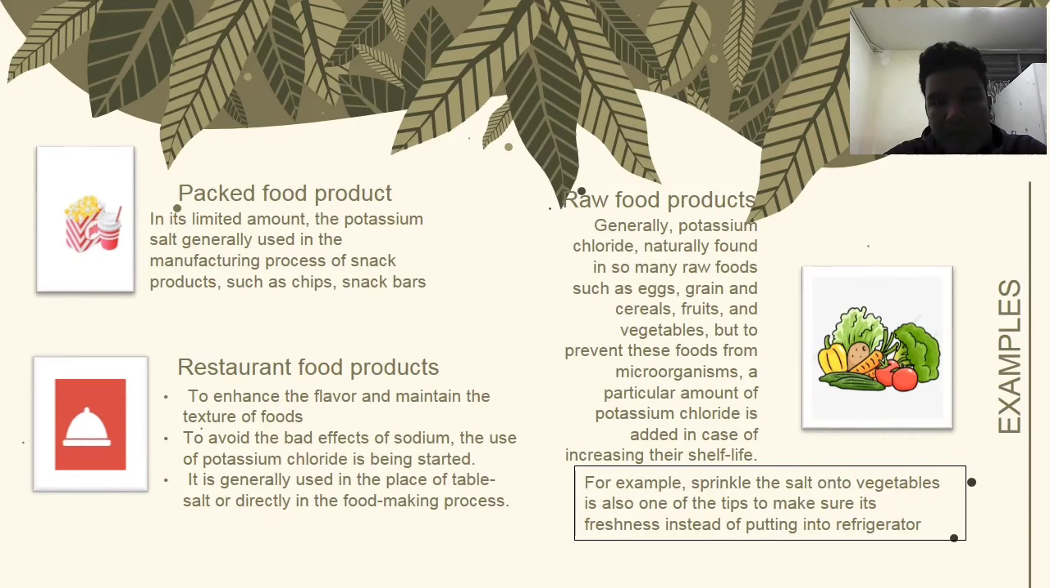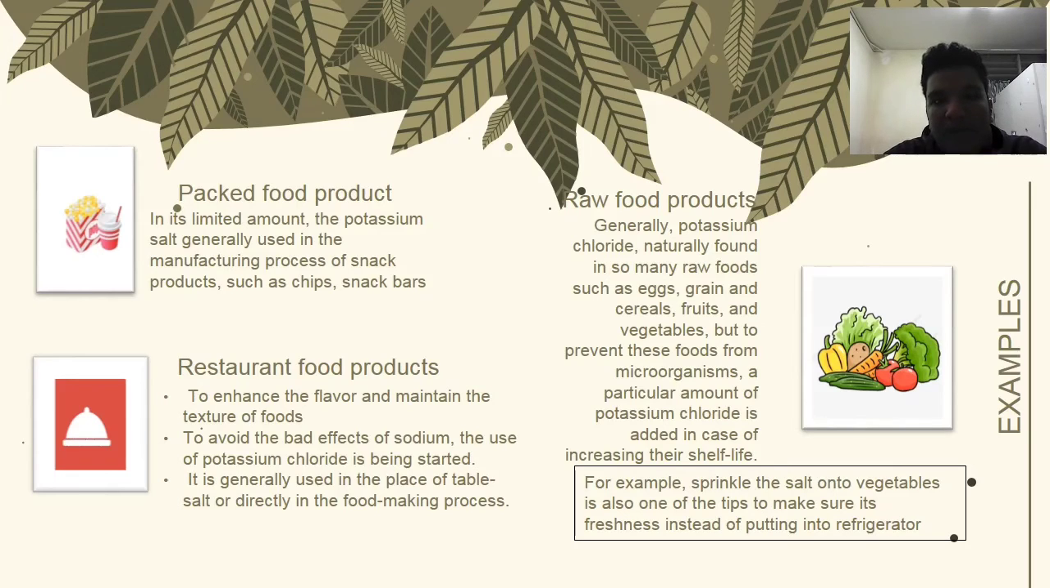So for examples of potassium chloride being used in the food industry, it is used by companies that produce packed food products. They use a limited amount of potassium chloride salt in the process to make snacks, chips, and snack bars. Next, it is used in restaurant food products to enhance the flavor and maintain the texture of the foods. It is also used to avoid the bad effects of sodium.